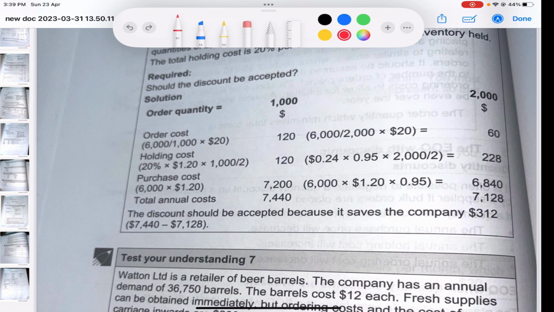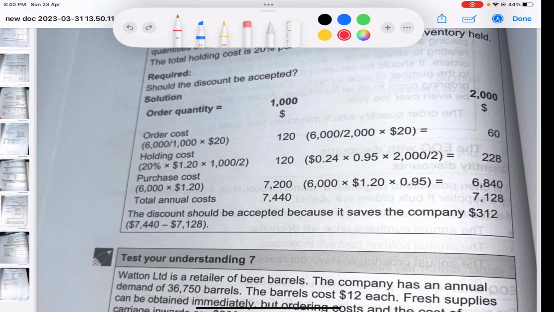How do we do that? So we are basically going to find my total annual cost in both the situations. The first situation is the discounted quantity. The second situation is my economic order quantity. And after finding both of the total annual costs, I am going to compare both of them and see where I am getting an advantage.